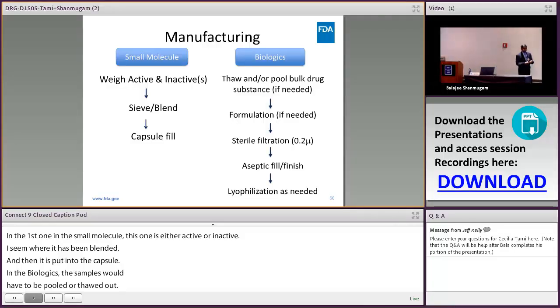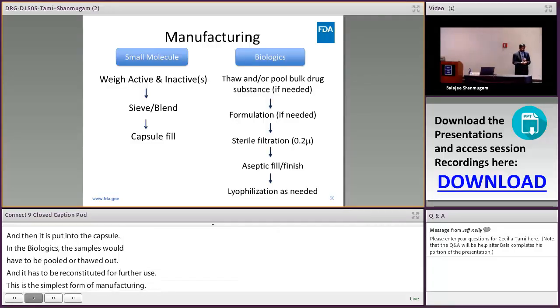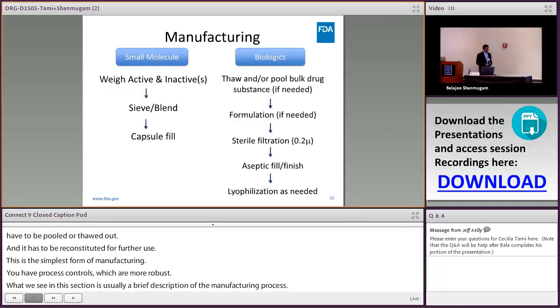You have more robust process controls as development progresses. What we see in this section is usually a brief description of the manufacturing process and also a flow chart. And as I mentioned, the process control depends on the stage of development. And that's understandable.